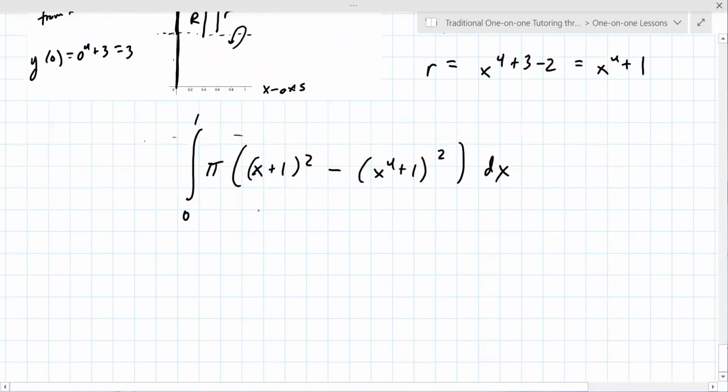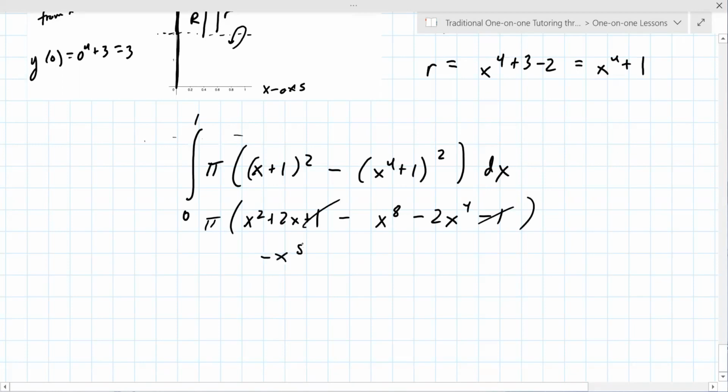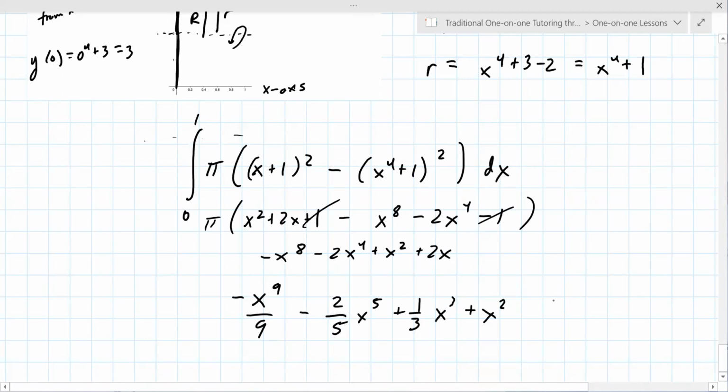So this is x squared plus 2x plus 1 minus x to the 8th. This is 2x to the 4th, but we're negating it, minus 2x to the 4th, minus 1 plus 1. So notice these cancel, and you're left with this right here. So you want to find the antiderivative. I'm going to change the order. It's minus x to the 8th minus 2x to the 4th plus x squared plus 2x. So this would be minus x to the 9th over 9 minus 2/5 x to the 5th plus 1/3 x cubed plus x squared from 0 to 1 times pi.